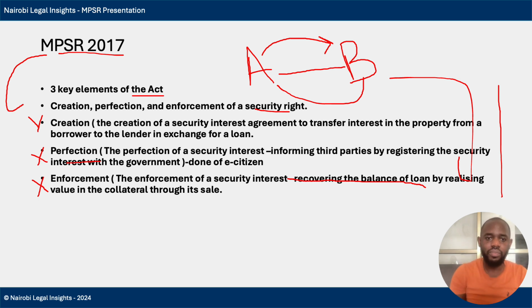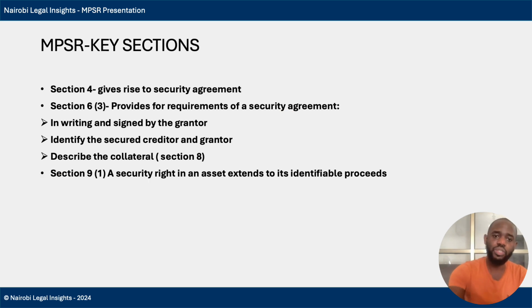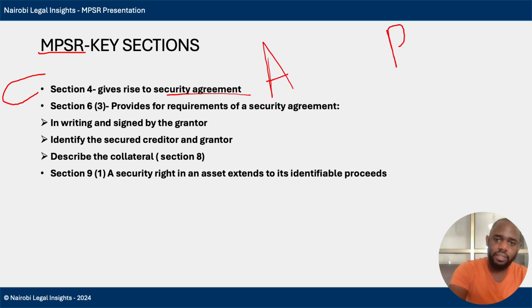So that is the breakdown of the key three elements that constitute the Movable Property Security Rights Act of Kenya 2017. Some of the key sections to pay close attention to include Section 4 that gives rise to a security agreement. So if we have person A and person B signing a security agreement that is transferring interest in a movable asset from person A to B, so that then person B becomes a secured creditor, then of course we must have the security agreement as per Section 4. The other key important section is Section 6 subsection 3 that provides for requirements of a security agreement.